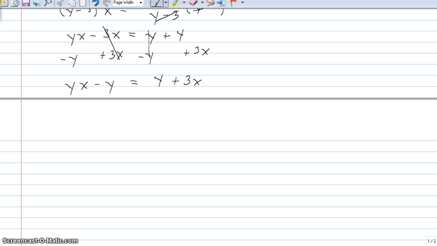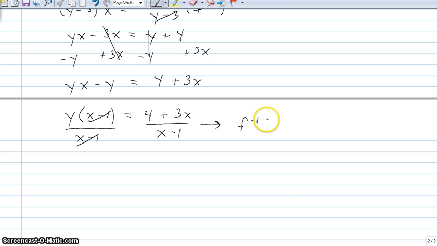And then to isolate the y on the left, since both terms have a common factor of y, I can pull that out. And then last, to get y by itself, since it's multiplied by x minus 1, simply divide by x minus 1. And that is our inverse.